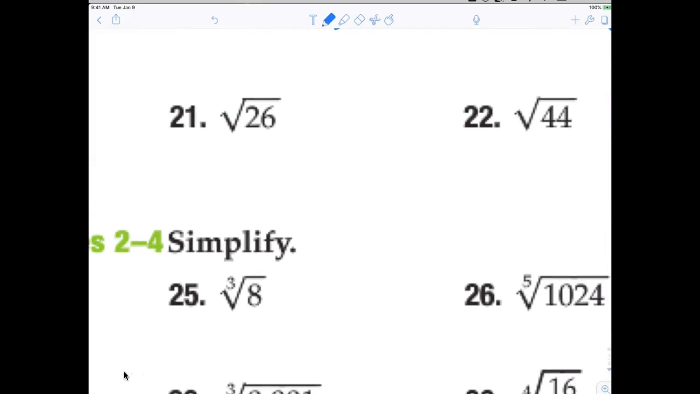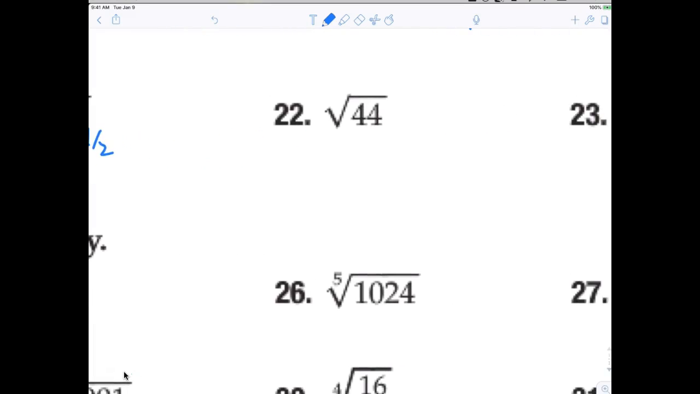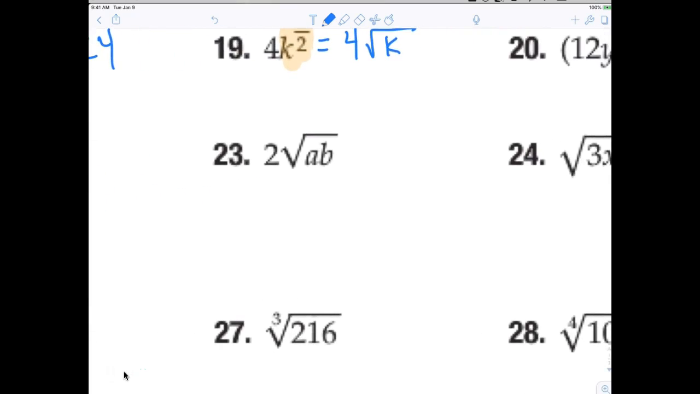All right, for question 21. So Hanson, square root of 26 can be written as what? As an exponential. Would it be 26 to the what? 26 to the 1/2? Yes, 26 to the 1/2. Cole, 22 would be written as what? 44 to the 1/2. Beautiful. And then 23. Go ahead. 2ab to the 1/2. Now, I want everybody to write it like that. And then I want everybody to write underneath that: we could write it as 2 to the 1/2 and b to the 1/2. Everybody should know that.